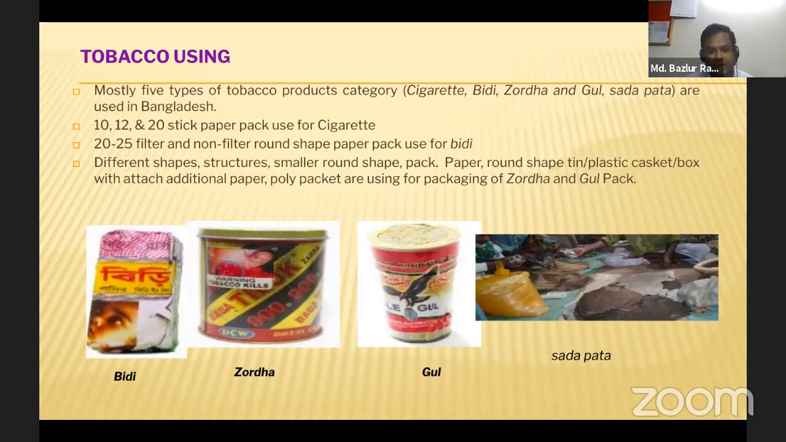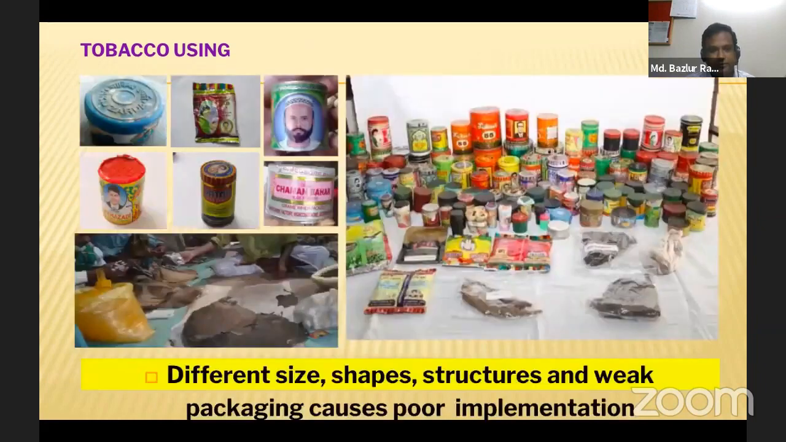It's a soft paper pack, and different shapes and structures are used: smaller round shape packs, paper round shape packs, and tin plastic caskets with an attached additional paper polypacket are used for packaging of jorda and gul. That is what you have seen in the pictures of bidi, jorda, gul, and sadabata. Here you see some pictures of different categories of jorda, gul, and sadabata.